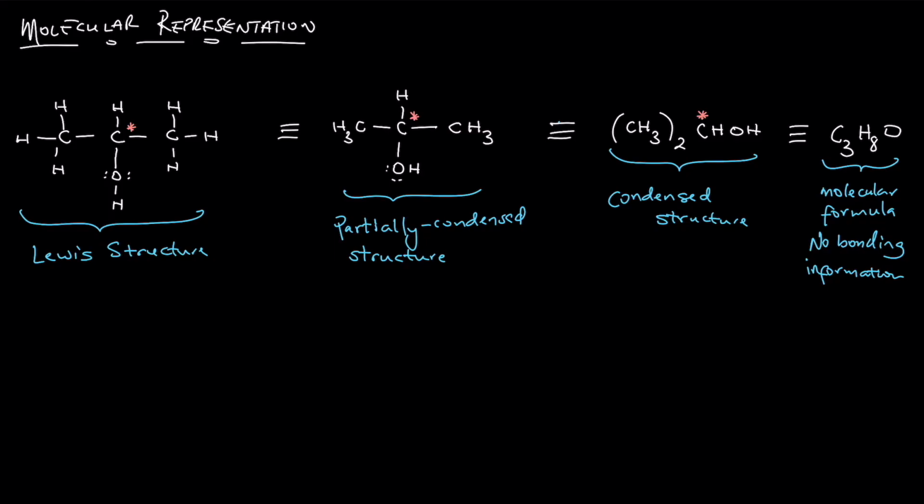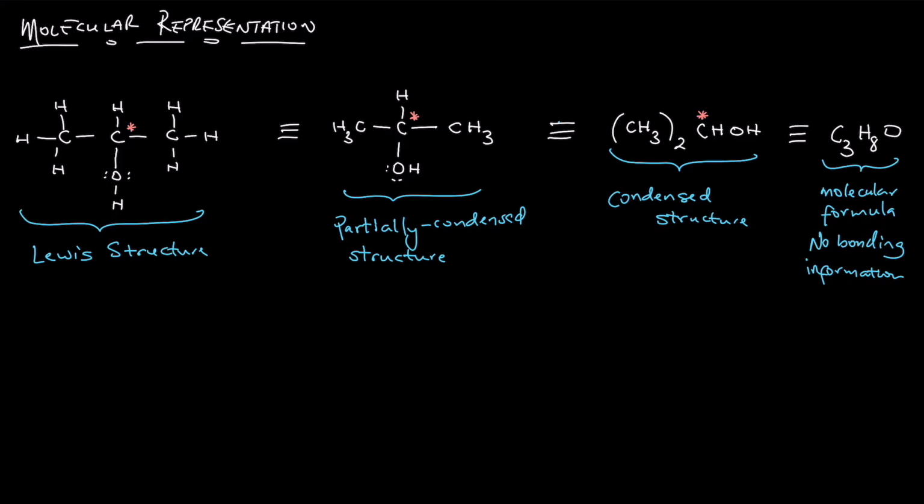Lewis structures are explicit. You can see all the bonding patterns. Partially condensed structures are slightly more convenient to draw out than Lewis structures. Condensed structures are a little bit more convenient to write out. However, they become a little bit harder to read, especially for larger organic molecules. And certainly, molecular formula will do no good in giving you bonding information once you go beyond two carbons.